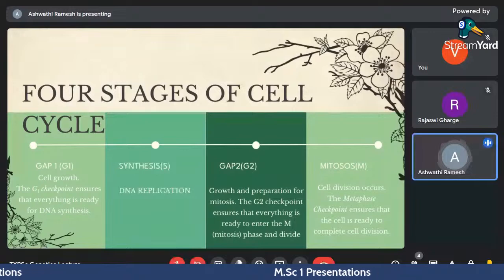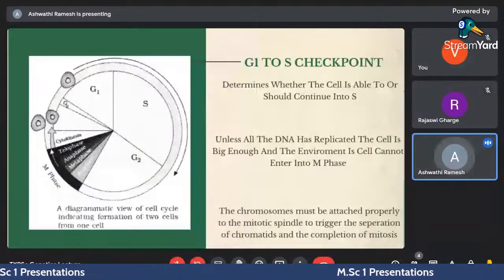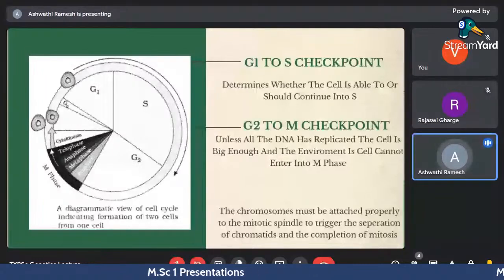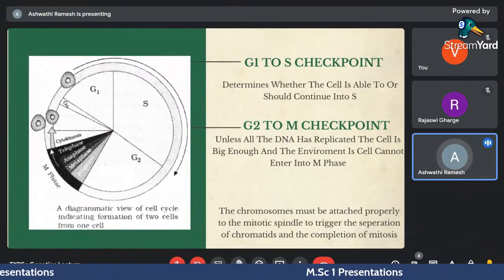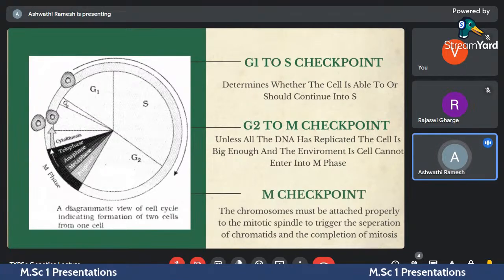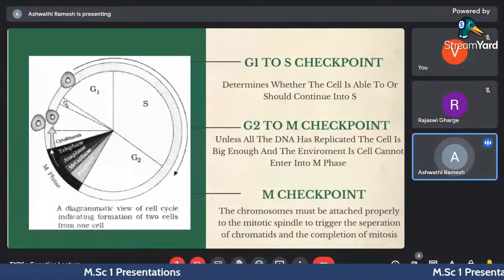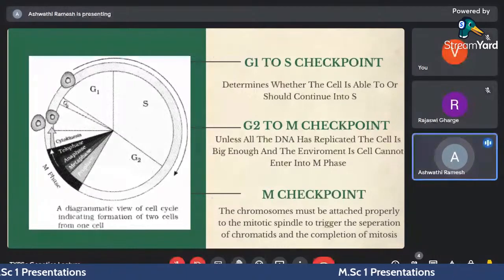There are three major checkpoints. The G1 to S checkpoint determines whether the cell is able to or should continue into S. The second checkpoint is the G2 to M checkpoint. Unless all the DNA has replicated, the cell is big enough, and the environment is right, it cannot enter into M phase. The third checkpoint is the M checkpoint. The chromosomes must be attached properly to the mitotic spindle to trigger the separation of chromatids and the completion of mitosis.